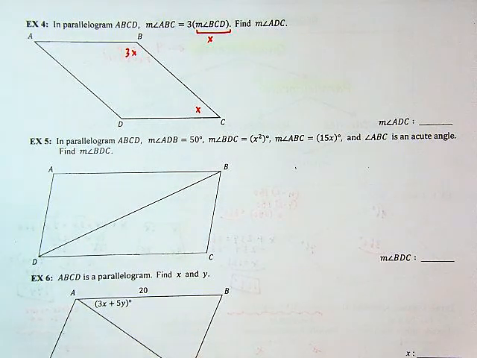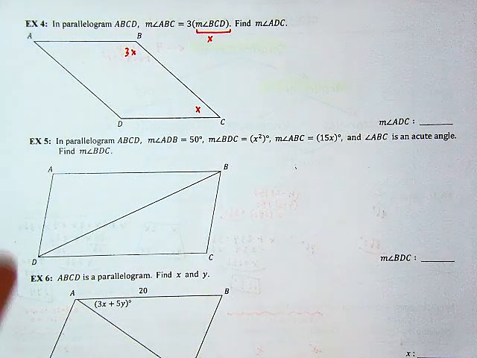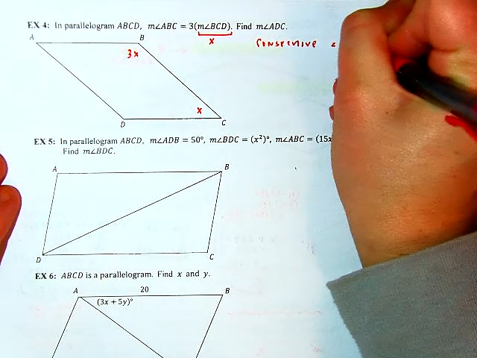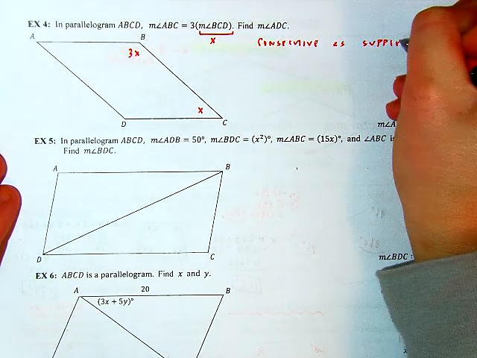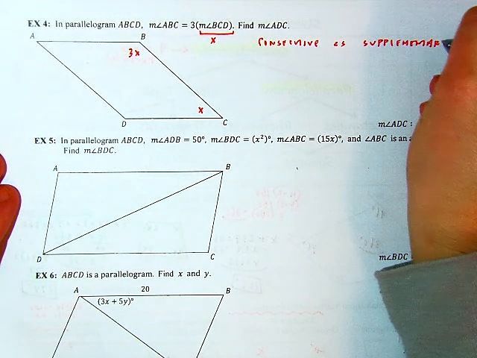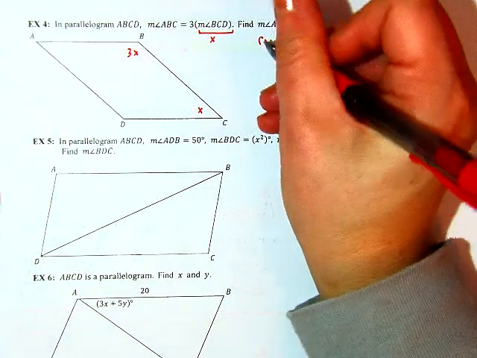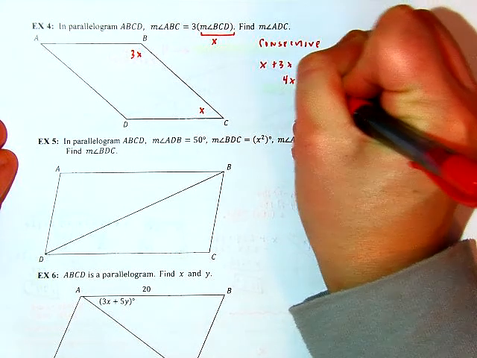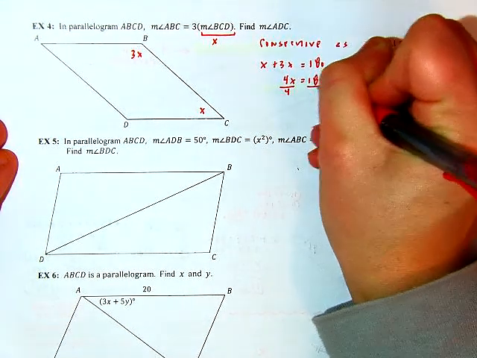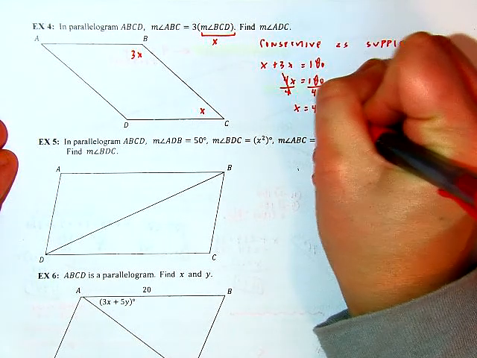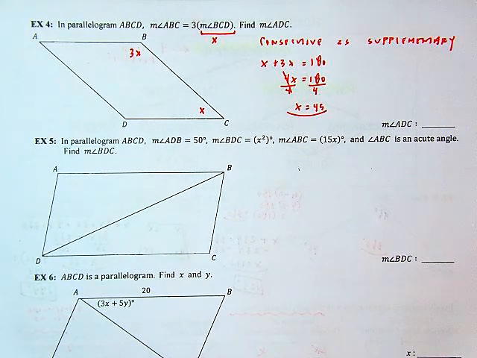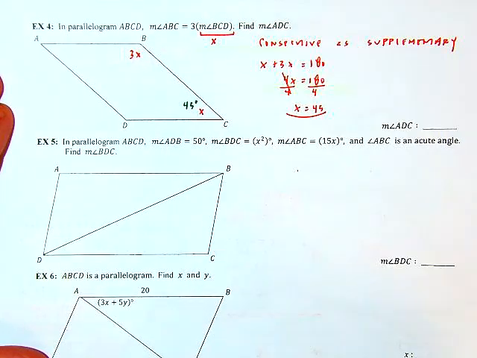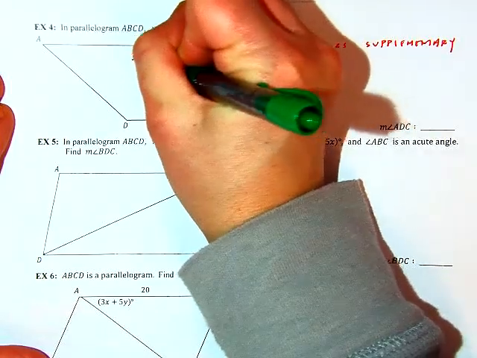So remember that the angles now that I've defined as X and 3X, those are consecutive angles. And I know that consecutive angles, they are supplementary. So if I want to solve for X, I can say that X plus 3X equals 180. 4X equals 180. Divide by 4. And X is 45. So if I mark angle C right here, that is 45 degrees. 3 times 45 would be 135 degrees.